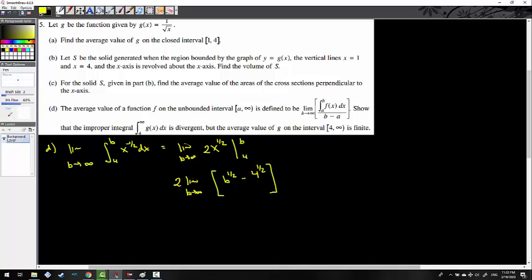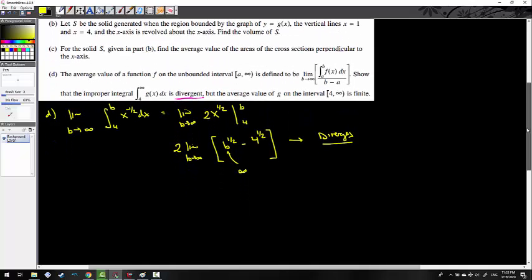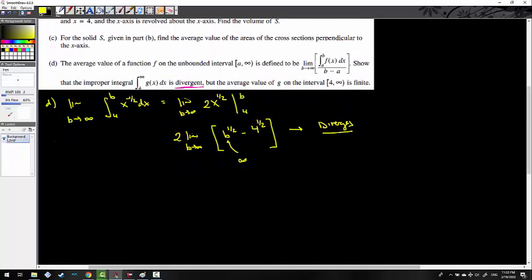Now, as b goes to infinity, this guy will go to infinity, which means this right here diverges. Cool. We showed the first qualifier here. We showed that we're diverging. But let's find out what happens to the average value. So I know what you're thinking. How is it that the actual integral diverges, but the average version of it does not diverge? You figure the average of infinity is probably infinity, but who knows, we could be wrong.